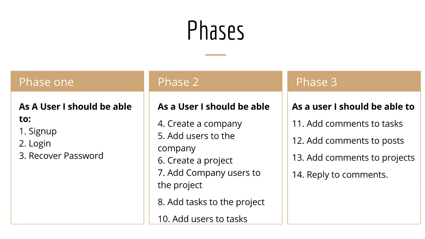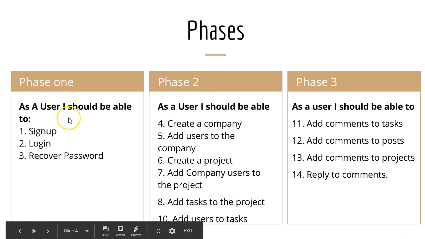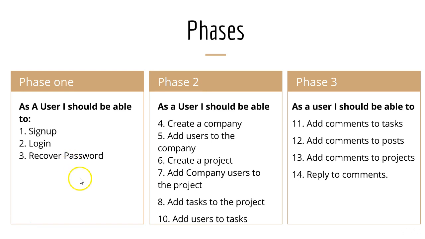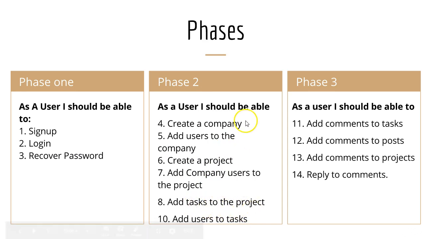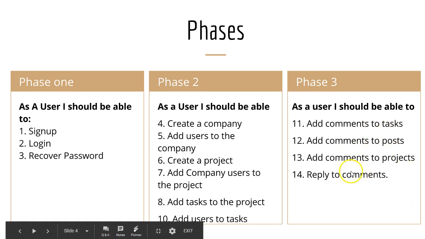Now, I've tried to divide this into 3 phases using user stories, but this is by no means exhaustive. These are just the key highlights, the key points. As we develop it, we'll have to add other ones and even remove some. So phase 1 is when we complete our sign-ups, login and recover password. And those will involve the user and admin roles. Then phase 2 is where we'll give the user the ability to create a company, add users to the company, create a project, add company users and tasks to the project, add users to tasks. Then phase 3 will be basically about comments, making sure that everything can take a comment.